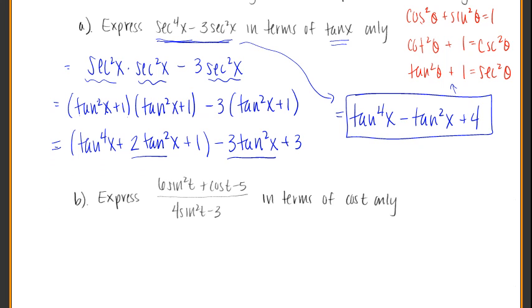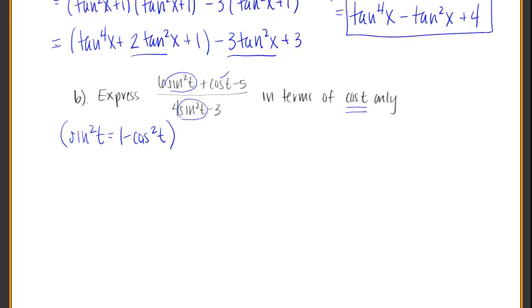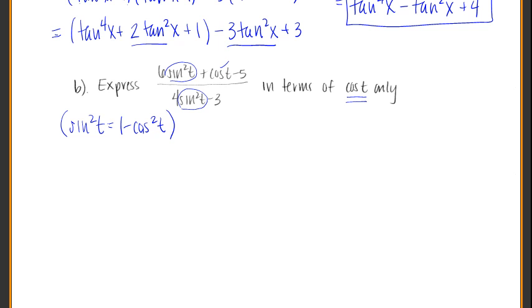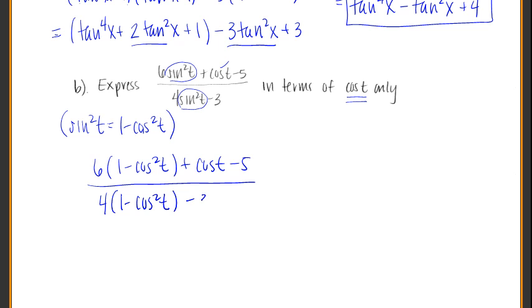So let's look here at part B. We want to express this fraction in terms of just cosines. I've got a cosine there, that one's done, but I want to replace the sines. If we want to remove sine squareds and leave in cosines, we go to the very first identity: sine squared t is equal to 1 minus cosine squared t. Everywhere I see a sine squared, I'm going to do 1 minus cosine squared. So 6 times 1 minus cosine squared t plus cosine t minus 5 over 4 times 1 minus cosine squared t minus 3.